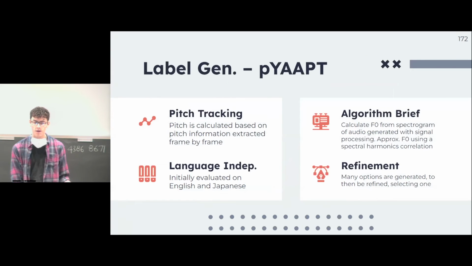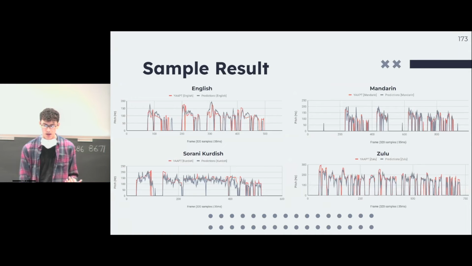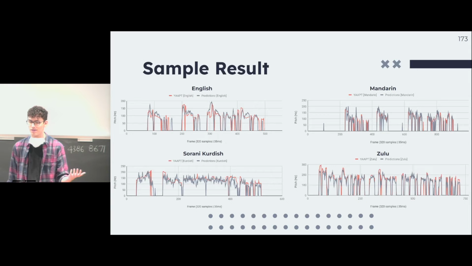And PyApt is pretty good for this task because it claims to be language independent in some ways, and it's based off of signal processing, which helps that. So here's a sample result. These are the same 4 audios that we heard. The red is what PyApt extracts from it, and the gray is what I was able to reconstruct from Hubert's hidden states. And it's honestly not too bad. There's a lot of noise, but it isn't completely awful.